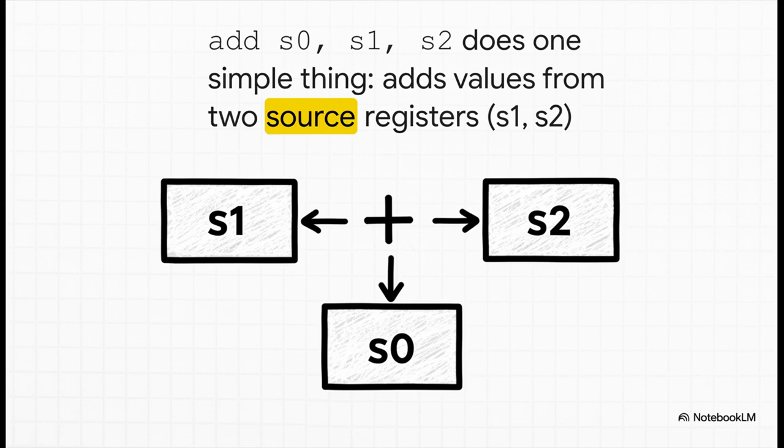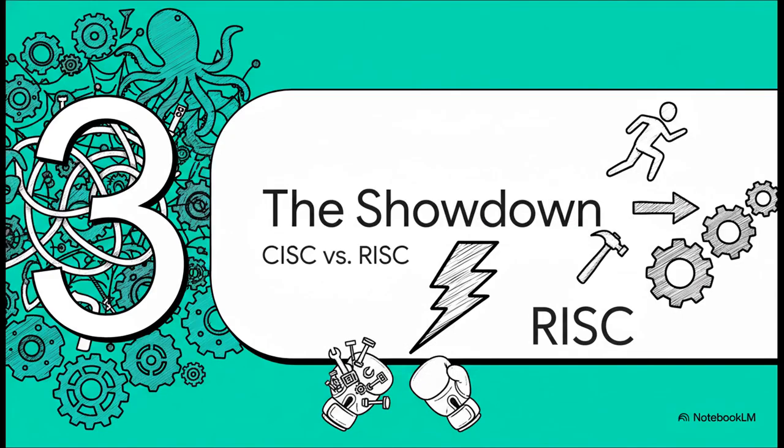Nothing gets overwritten, it does one thing, it does it perfectly, and it does it fast. Any big complex task is just built by combining a whole bunch of these simple, lightning-fast instructions. Okay, so we've met our two contenders. We have the complex, do-it-all approach of CISC on one side, and the simple, one-job-at-a-time approach of RISC on the other. Let's put them head-to-head.